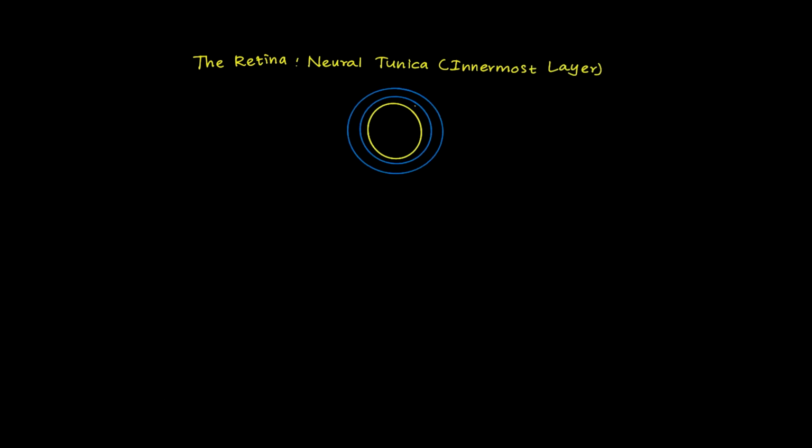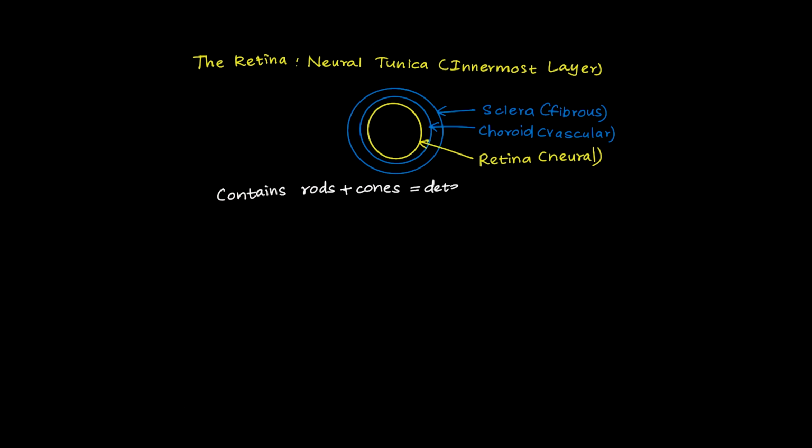Light passes through the front of the eye, through fluid, through the lens, and lands on a light-sensitive layer at the back. That layer is the retina, the neural tunica, the innermost of the eye's 3 layers. The retina contains photoreceptors, rods for dim light and cones for colour. It converts optical images into neural signals that travel via the optic nerve to the brain.